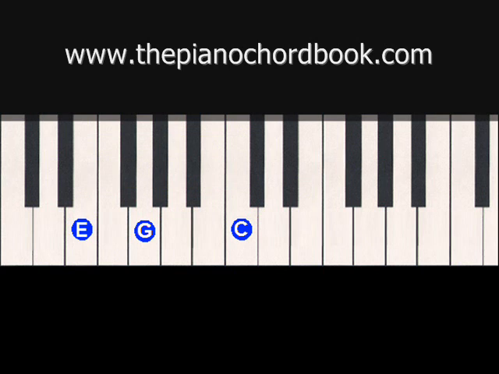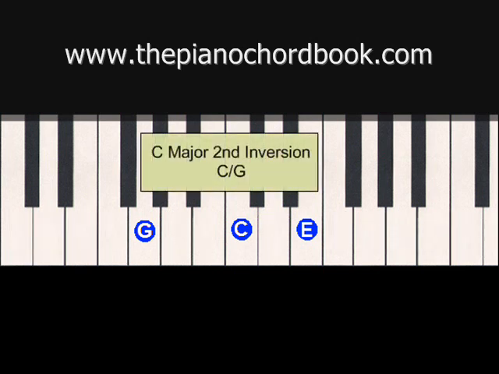Now if we take the bottom note of this chord, the E, and move it to the top, we have G at the bottom, C in the middle, and E at the top. This is a second inversion C major chord. And as before in our example of the race, C is in second place now, and that's why this is called a second inversion chord. And again, by looking at the graphic, you see it says C/G, C over G. That means that it's a C major chord with a G in the bass or at the bottom.